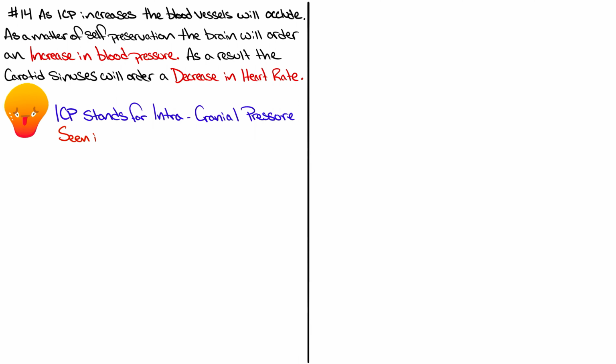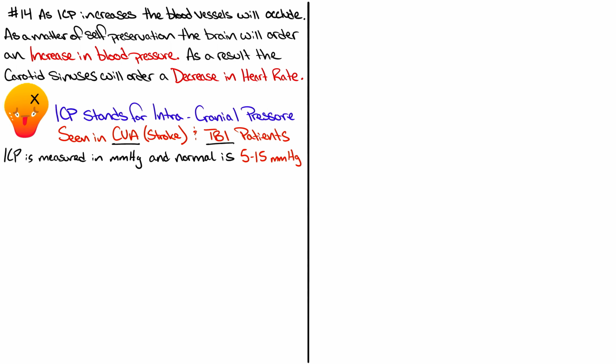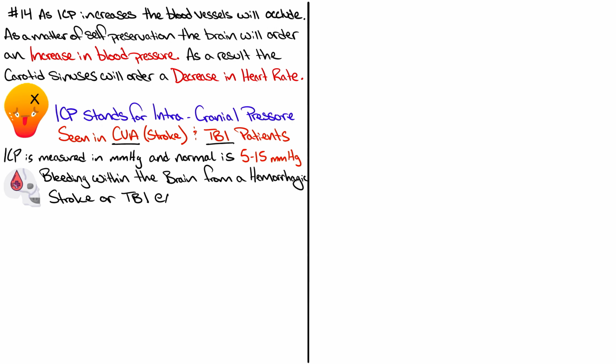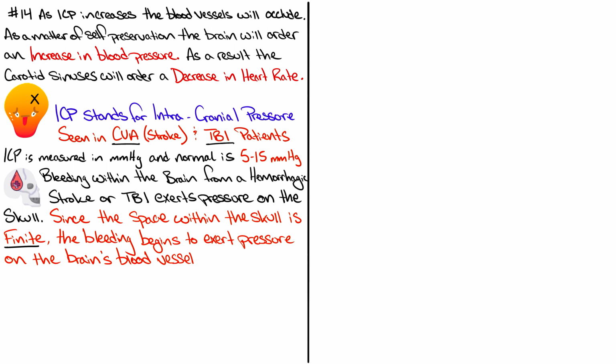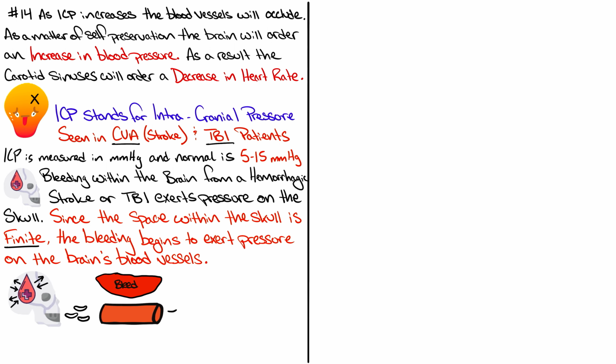An increase in intracranial pressure is commonly seen in hemorrhagic strokes and traumatic brain injuries. ICP is measured in millimeters of mercury, and a normal ICP is 5 to 15 millimeters of mercury. Bleeding within the brain from a hemorrhagic stroke or TBI exerts pressure on the skull. Since the space within the skull is finite, the bleeding begins to exert pressure on the brain's blood vessels. When the blood vessels become occluded, the brain can no longer receive oxygen.